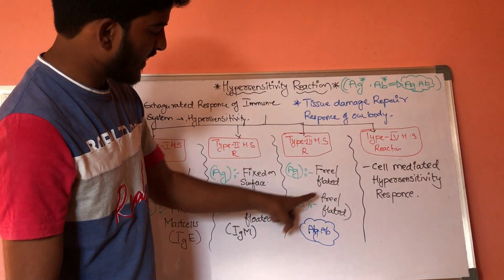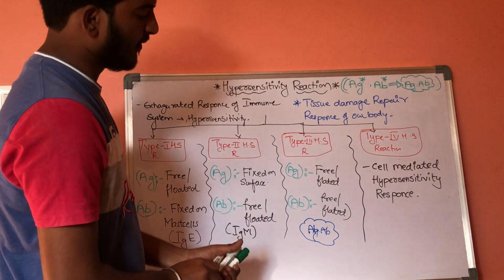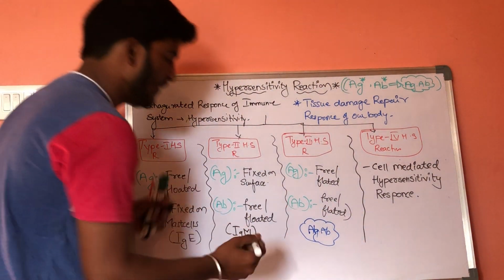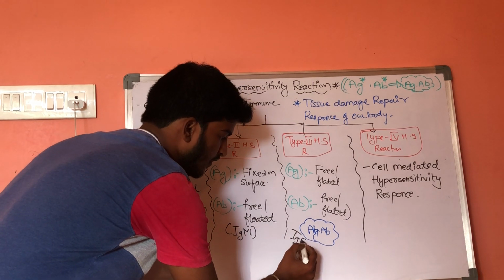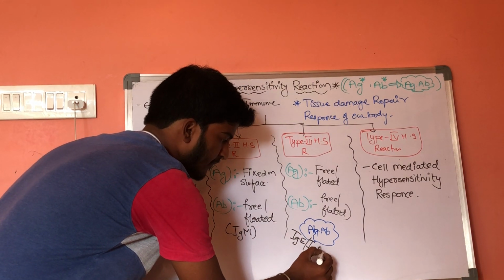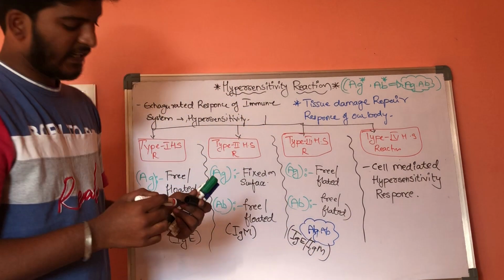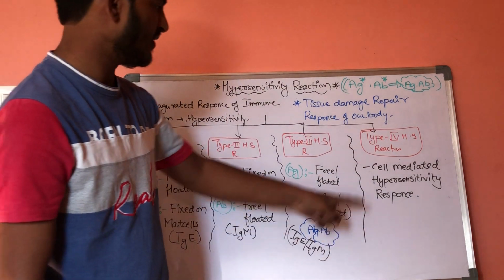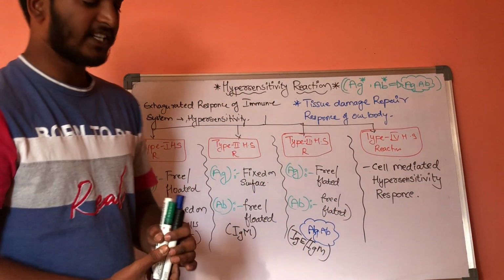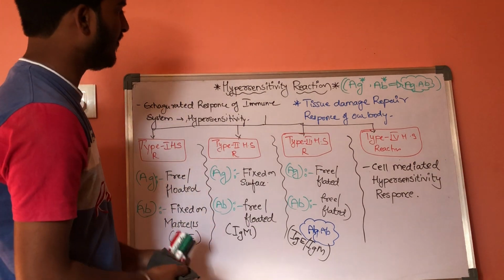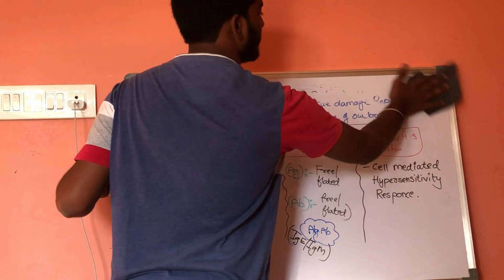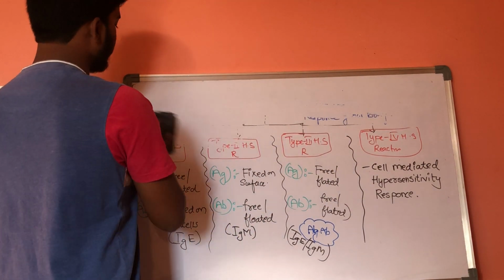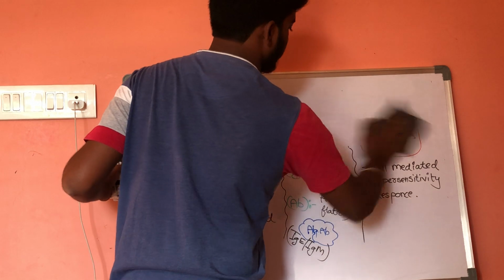In type 3 hypersensitivity reactions, antigens are free and floating and antibodies are free and floating. The antibodies involved in type 3 may be IgE type or IgM type. Type 4 hypersensitivity reaction is a cell mediated hypersensitivity response. This is about the basics of hypersensitivity reactions. Now let us discuss in detail each and every type of hypersensitivity reaction, which is mediated by the immune system in our body.